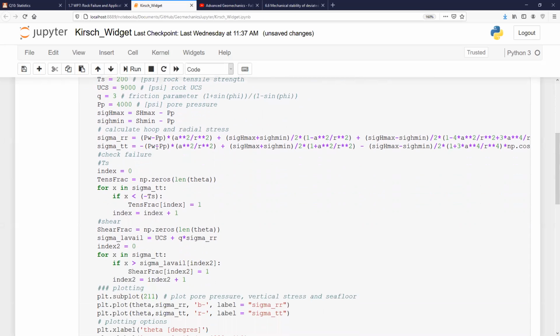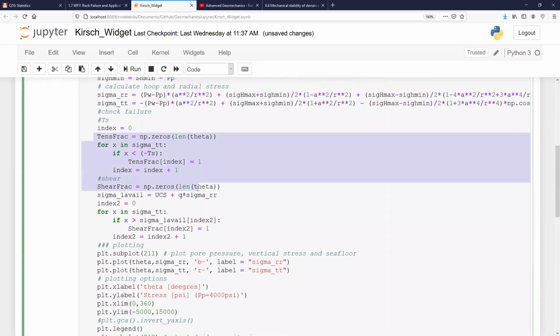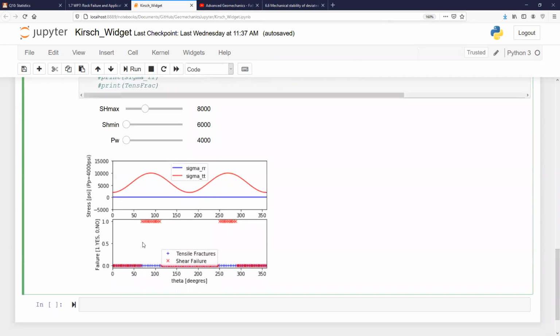By coding the equations of Kirsch, and later by checking if I have a tensile or a shear failure all around the wellbore, I can check where there are regions of shear failure or tensile failure. In this case, for example, what the solution is telling me is that I have more or less a breakout angle of 40 degrees in these sections.